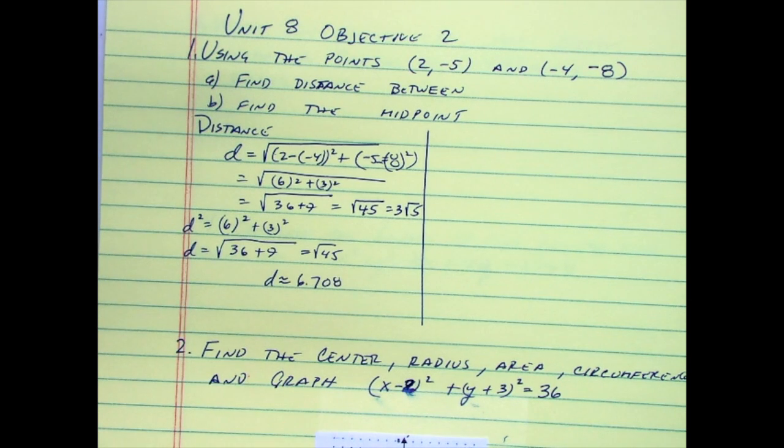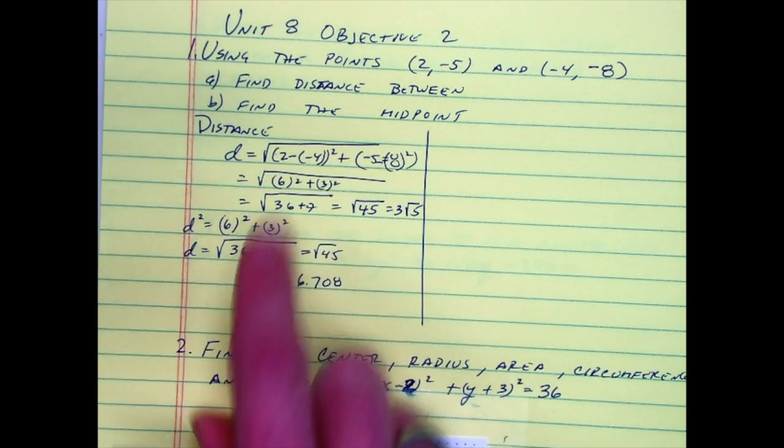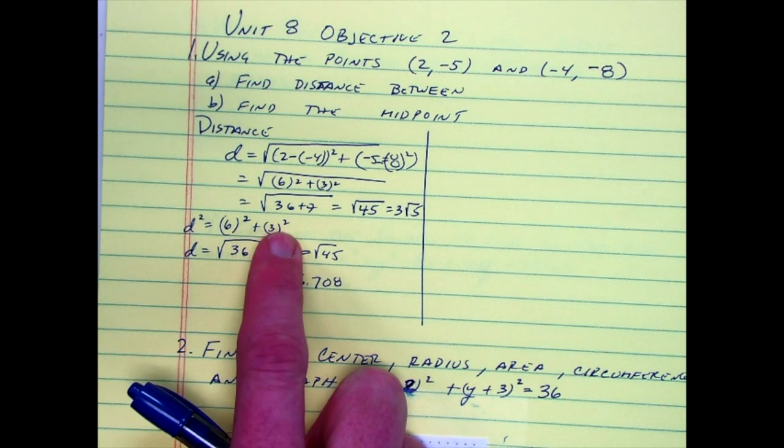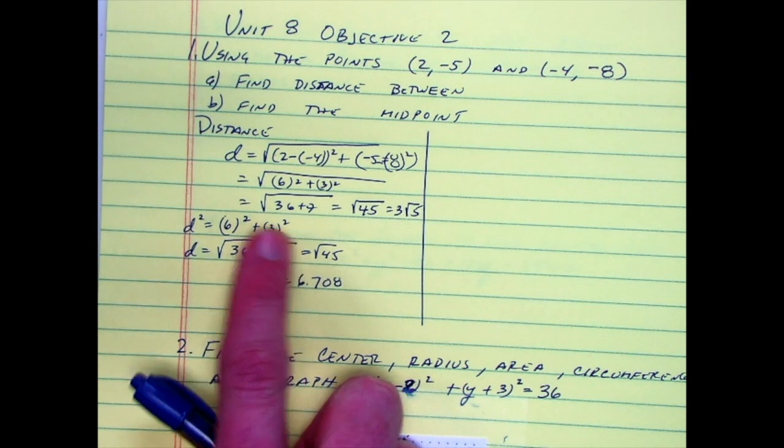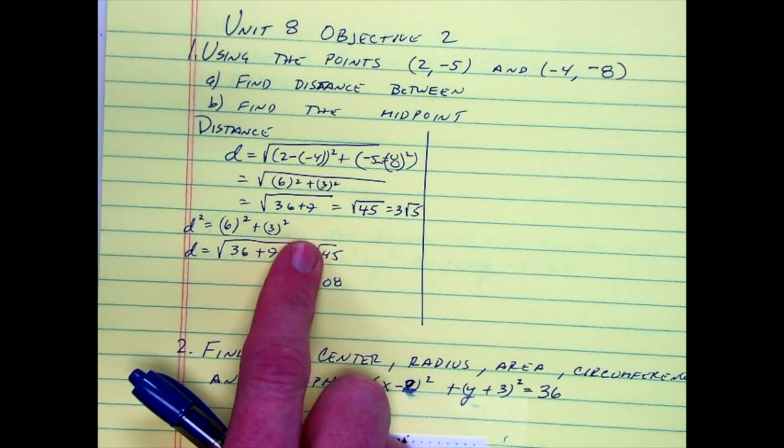It doesn't matter which method you use, whether you want to go from the formula or use the Pythagorean method, which I prefer because I don't make mistakes on subtraction then, and hopefully you don't either.